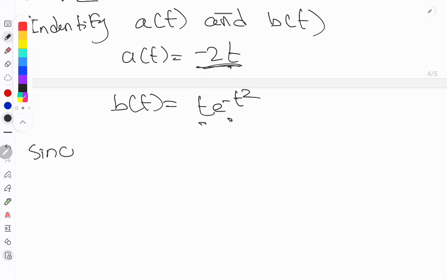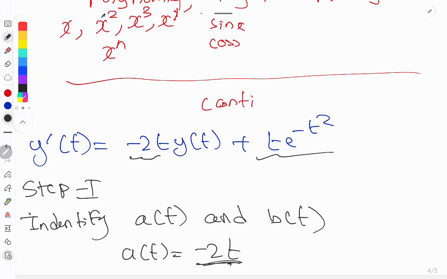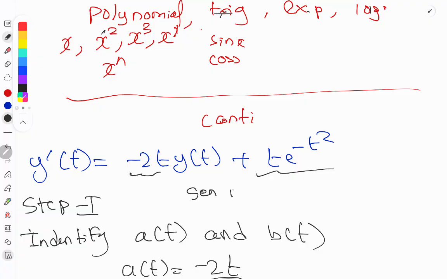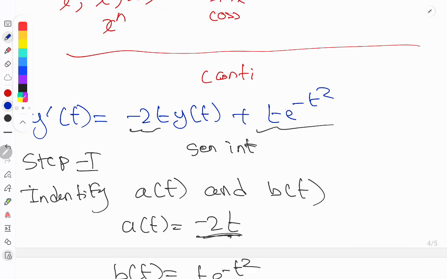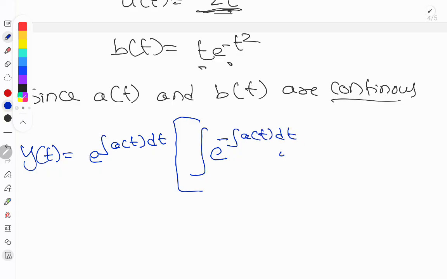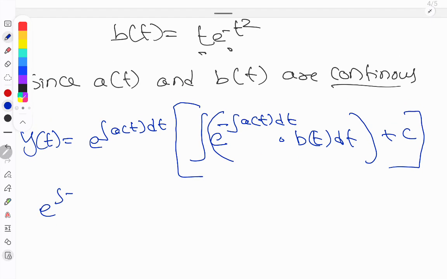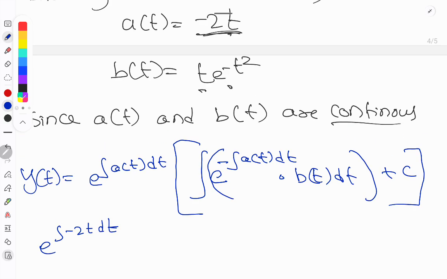So since a of t and b of t are continuous, the question asks us to find the general integral. To find the general integral, you have a direct formula. This y of t will be e to the integral of a of t dt, then in brackets, the integration of e to the negative integral of a of t dt multiplied with b of t dt, and this whole thing is in brackets plus c. Am I clear? Yes. That's the formula, and you just need to put everything over here. So instead of a of t, I can put negative 2t dt.